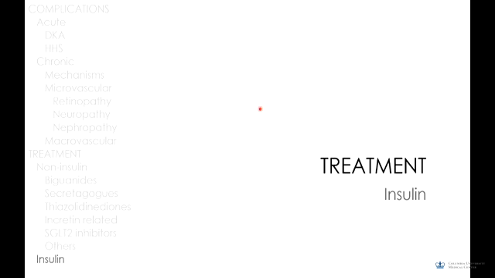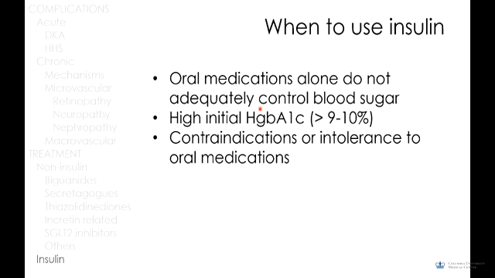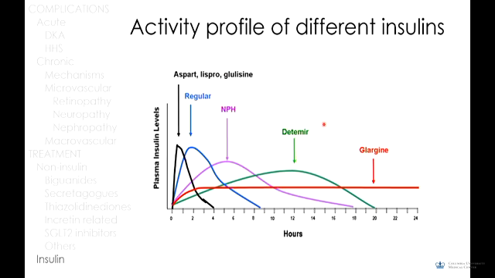Okay, insulin treatment, and then we're almost done here, guys. So when to use insulin: when oral medications are not enough, essentially. And if you have an A1C that's really high to begin with, remember I said with the other non-insulin agents, you can't really get more than a 2% decrease in A1C. So if you're already that high to begin with, you probably are going to need insulin.